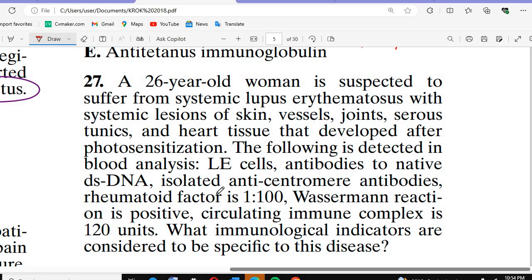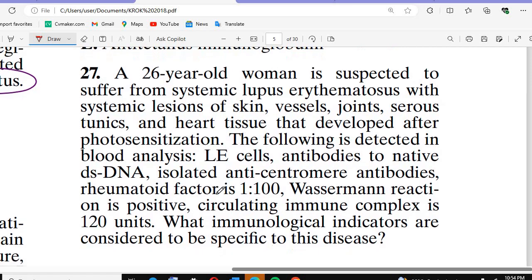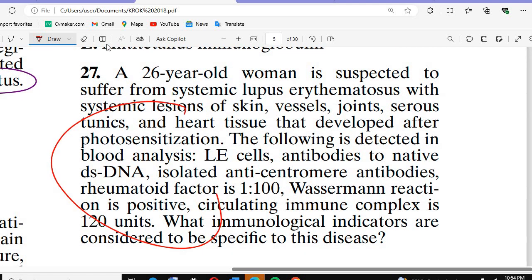Question number 27. A 26-year-old woman is suspected to suffer from systemic lupus erythematosus. So now you understand what systemic lupus erythematosus is. What should come to your mind? Butterfly rash. With systemic lesions of the skin, vessels, joints, serous tunic, and heart tissue that developed after photosensitization. The following is detected in the blood analysis.